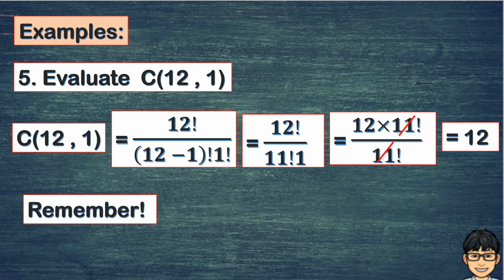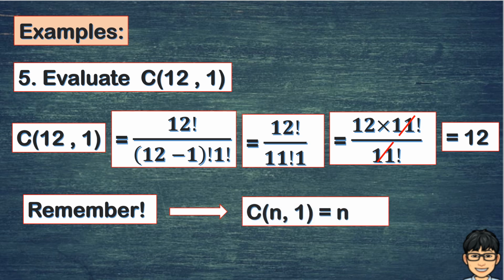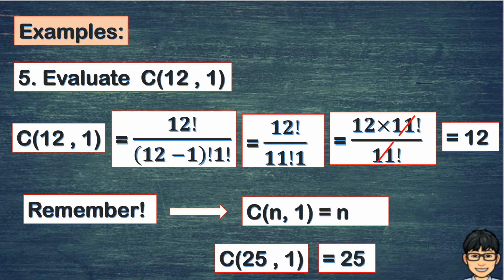Itong property of combinations tell us that if we select one element from n number of elements, the answer is always n. For example, 25 select 1. The answer is 25.